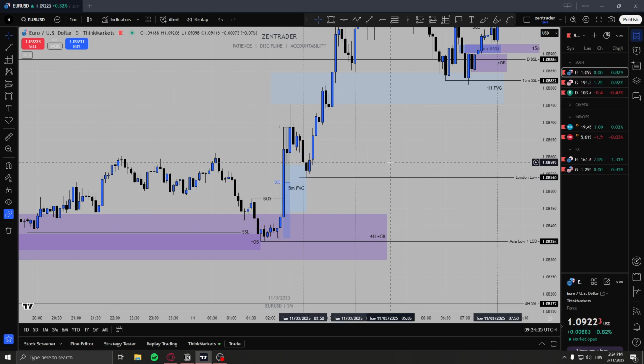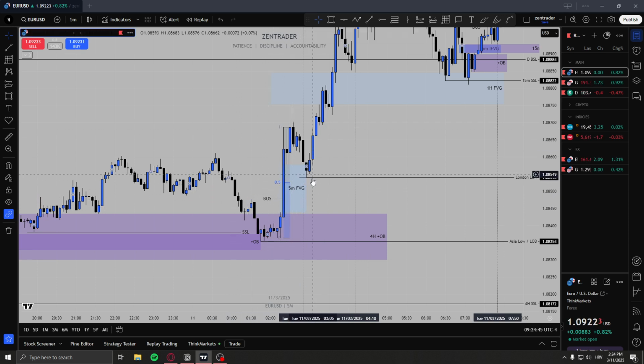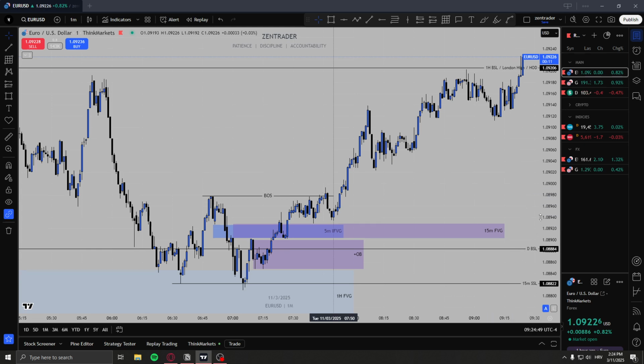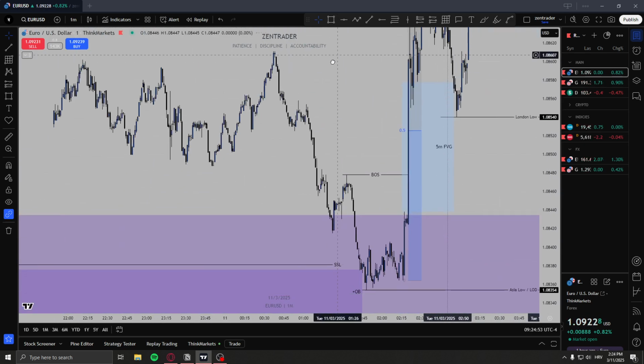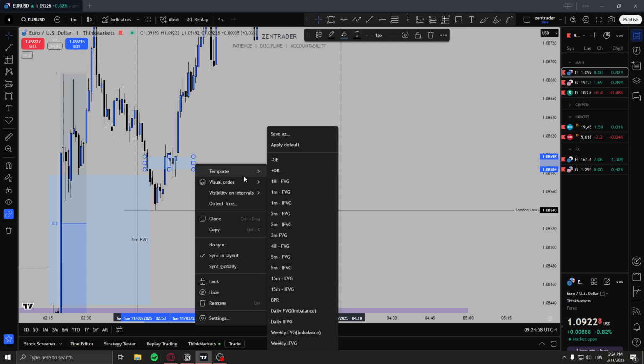From this point, we have swept liquidity. We reached into a PD array. We are bullish. We gave confirmation on the 5 minute that we want to go higher by giving a break of structure, and then we dip below into the 5-minute fair value gap. From here on out, all you need is an inversion on the lower time frame from that 5-minute, which is what we showed right now. So basically this would be the inversion. This is the correct trade that I should have taken.